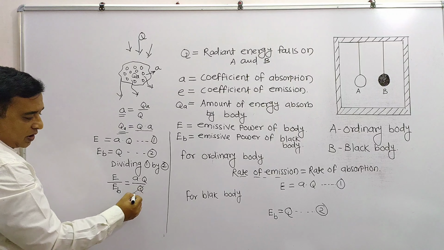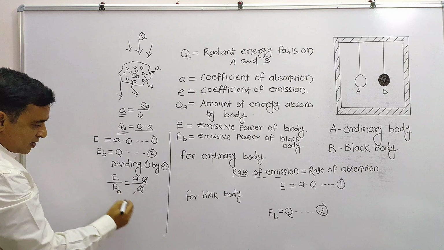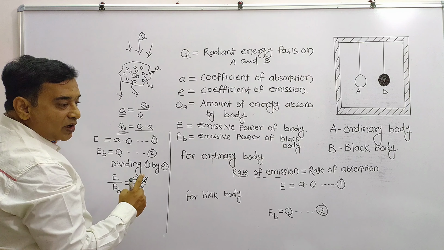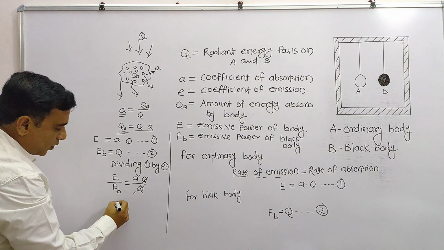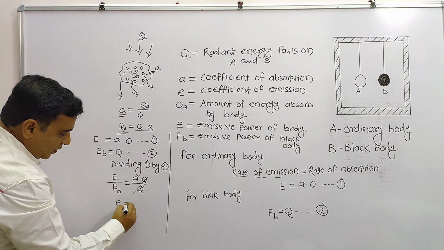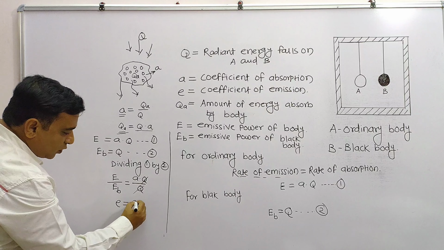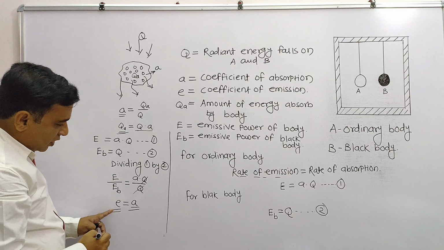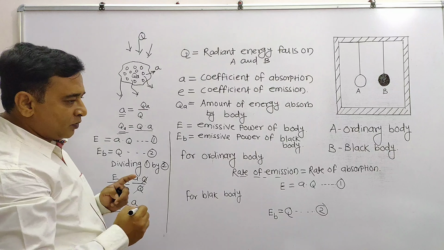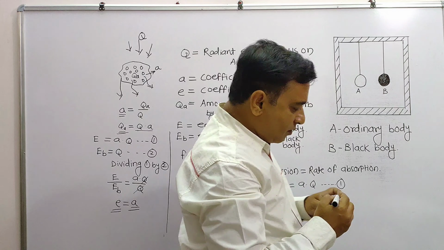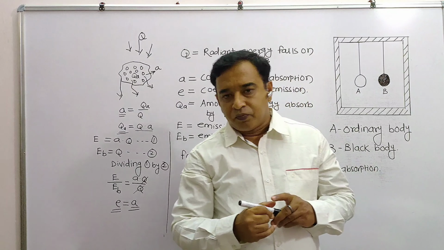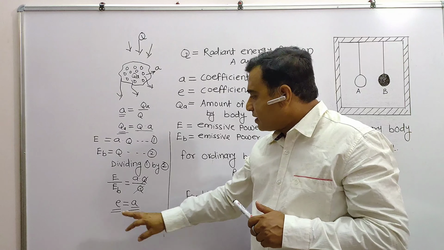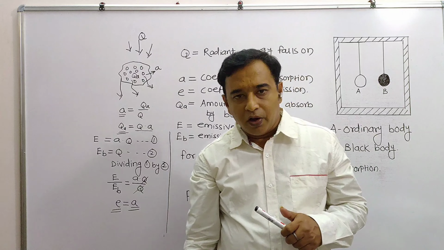That means here Q gets cancelled. And what about this? This is nothing but E, that is the coefficient of emission. So E is equal to A, which means the coefficient of absorption is equal to the coefficient of emission. That is our aim, to prove Kirchhoff's law. This is the statement regarding Kirchhoff's law.